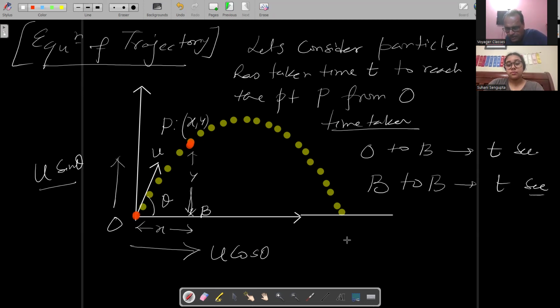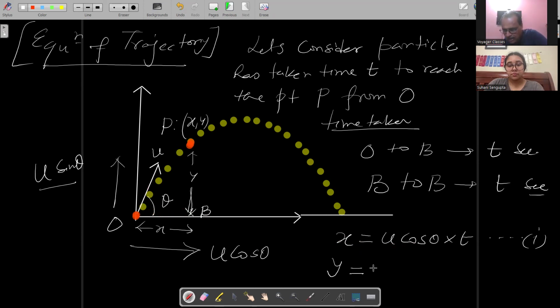Now, if I write the equation for OB, x is equal to u cos theta into t. That is our equation number one, because in the horizontal plane there is uniform velocity, no acceleration. So you will write s is equal to vt, that particular formula, where s is the displacement, v is the velocity and t is the time. Here x is the horizontal displacement, u cos theta is the horizontal component of the velocity, and t is the time taken to reach from O to B. Clear?